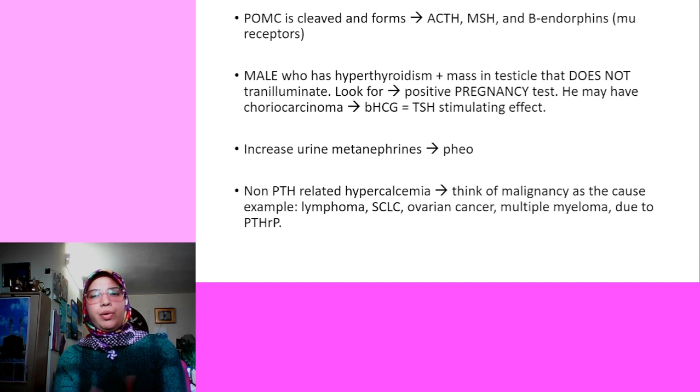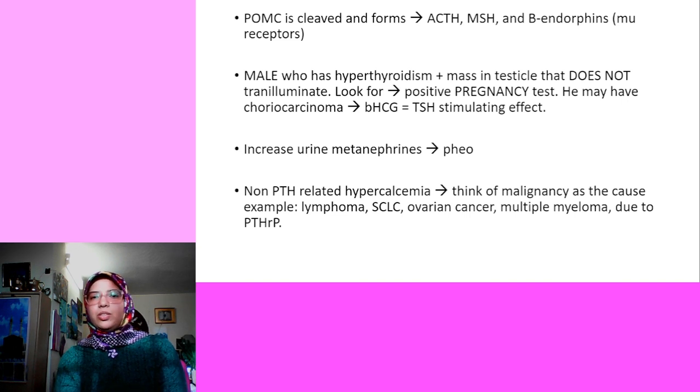A male who has hyperthyroidism and a mass in his testicle that does not transilluminate, you want to look for a positive pregnancy test. Okay, so what is going on here? A male with a positive pregnancy test. So the mass in the testicle might be a choriocarcinoma. The choriocarcinoma is secreting beta-HCG. The beta-HCG has a TSH stimulating effect, which is why he has hyperthyroidism. So if you ever get a case of guys at a party who started to pee on pregnancy tests just for fun, and then they realize it's positive, it's not a joke. This is actually a sign that they could have choriocarcinoma.